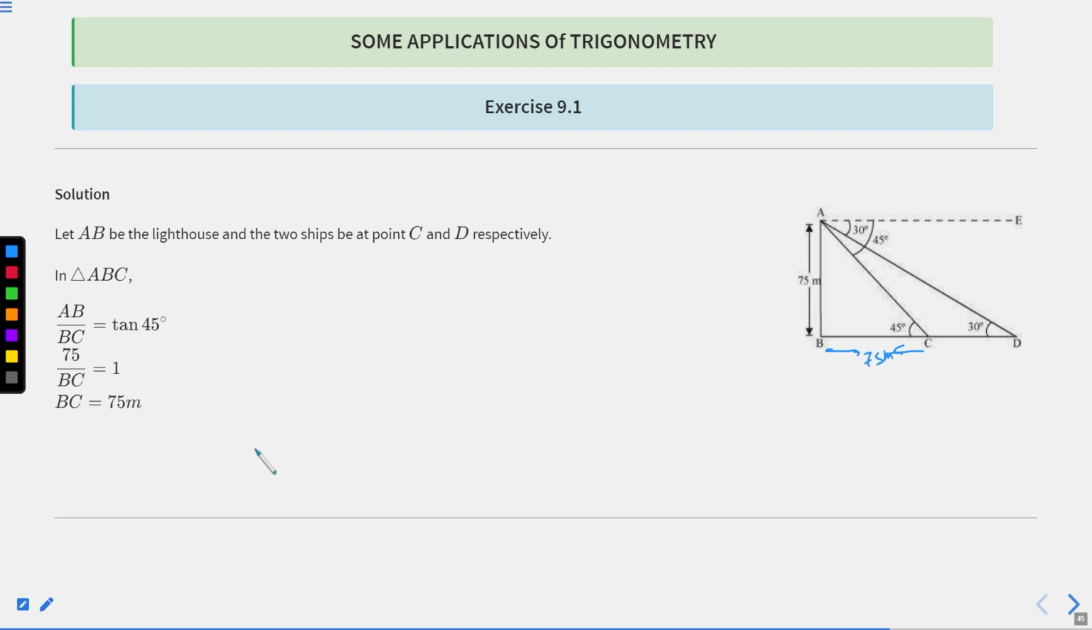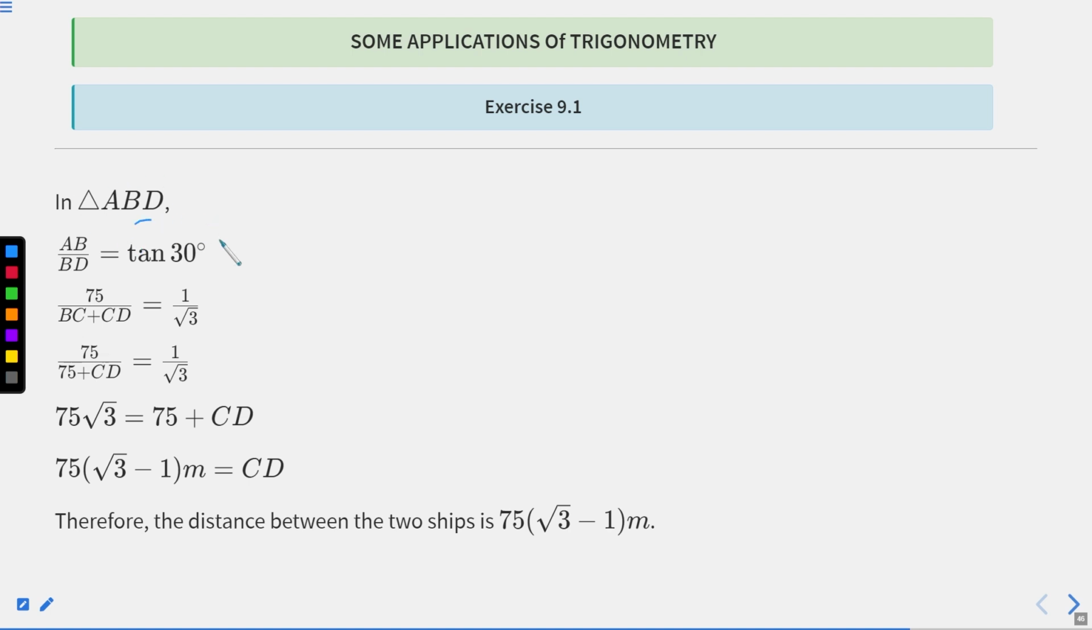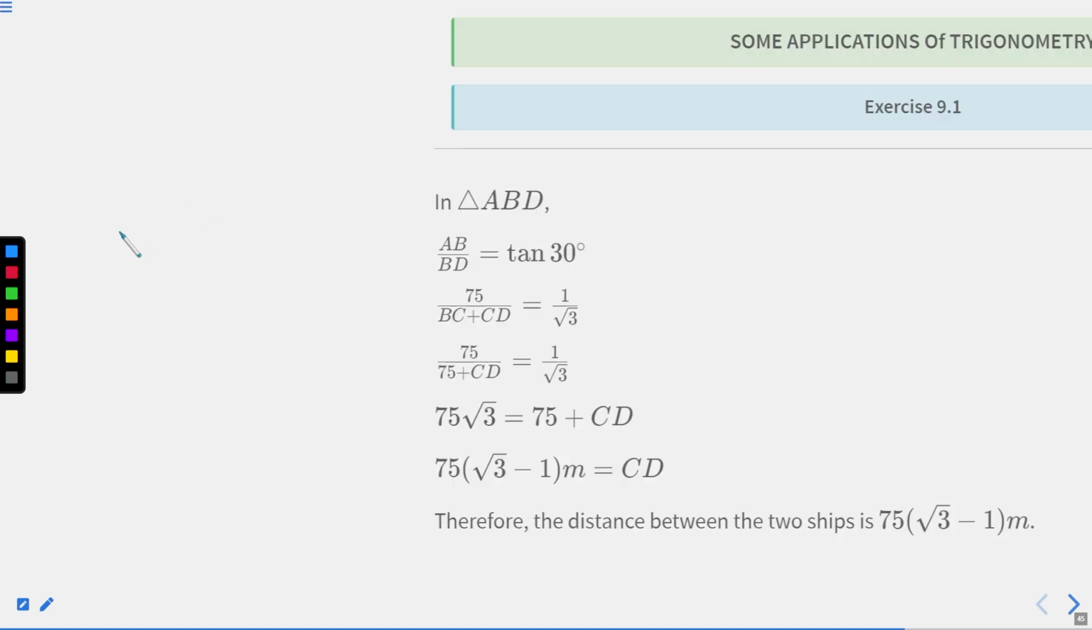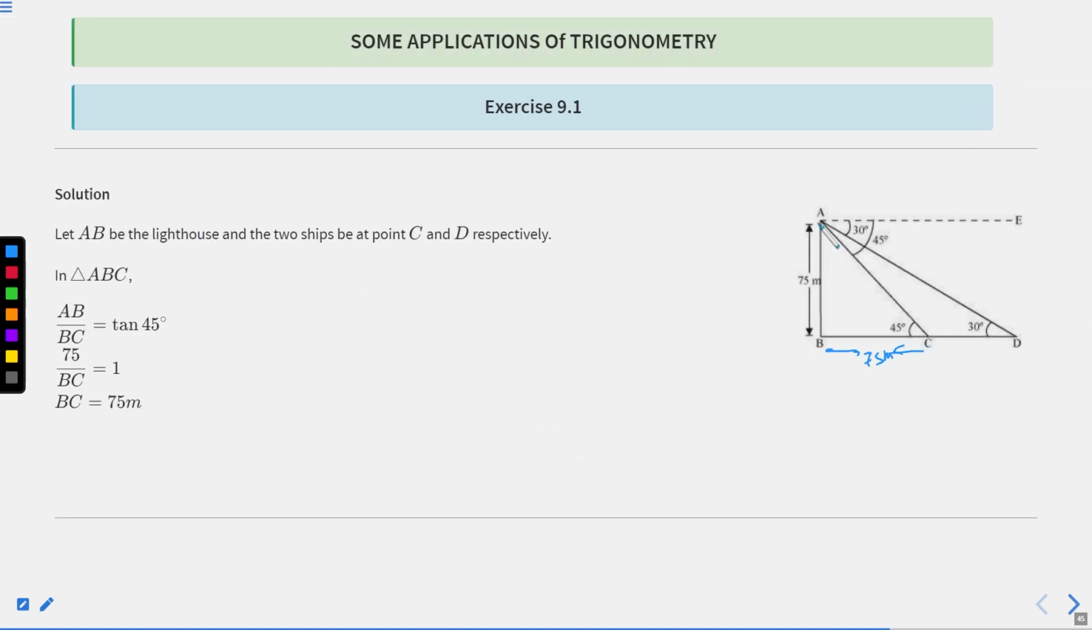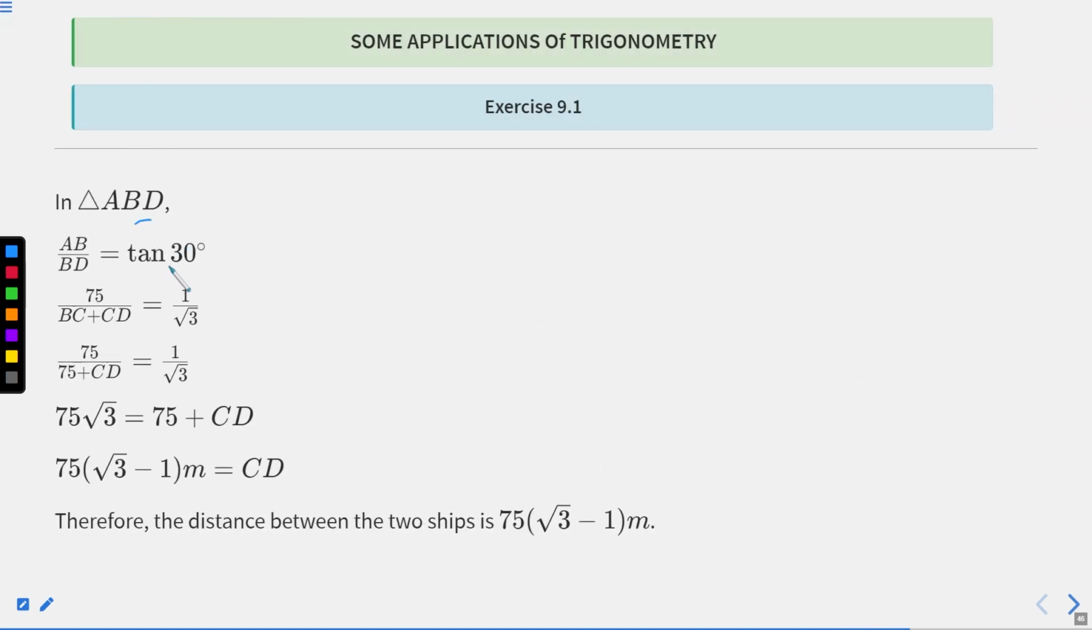Now if we take triangle ABD, AB by BD is equal to tan 30 degrees, and BD can be written as BC plus CD. We also have AB equal to 75 meters, since the height of the lighthouse is 75 meters. We know the value of tan 30 degrees is equal to 1 by root 3.